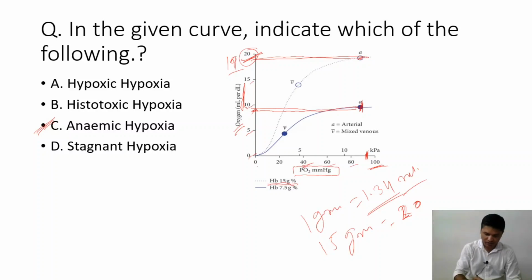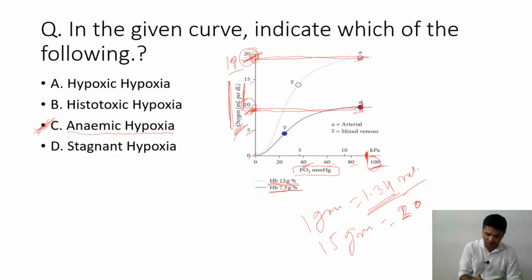Why? Because in this normal graph hemoglobin is around 15 gram per deciliter, and 15 gram hemoglobin carries around 19 or 20 ml oxygen. At the same time here hemoglobin is 7.5, so hemoglobin is less, and 1 gram of hemoglobin can carry 1.34, so the total oxygen carrying capacity is reduced, less than 10. But at the same time partial pressure of oxygen is normal, without any change. Because of that this hypoxia will be anemic hypoxia.